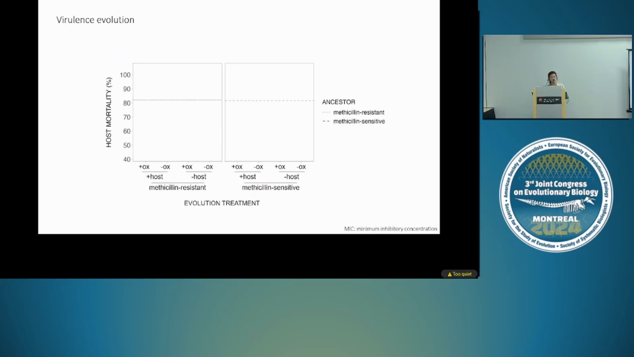So on the x-axis, we have the experimental evolution treatment. On the y, host mortality, and then the dotted and dashed lines indicate the virulence for the respective ancestors, and we can see that they have comparable virulence.